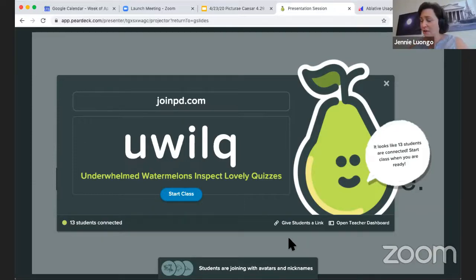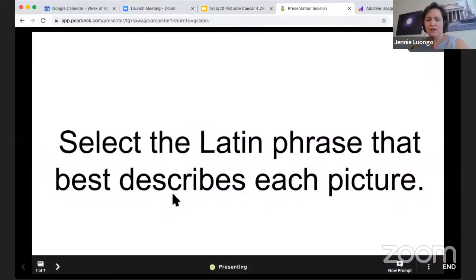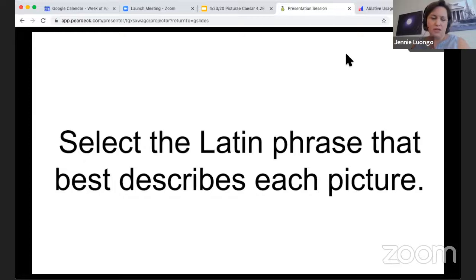So just a reminder that once I do start the Pear Deck, you can still use those 5 letters to get in, even if you're joining a little bit late. So UWILQ are the letters, and you can go to joinpd.com. So I think we shall go ahead and get started, just because we don't want to run out of time today. So you're going to select the Latin phrase that best describes each picture. And again, it's UWILQ at joinpd.com.